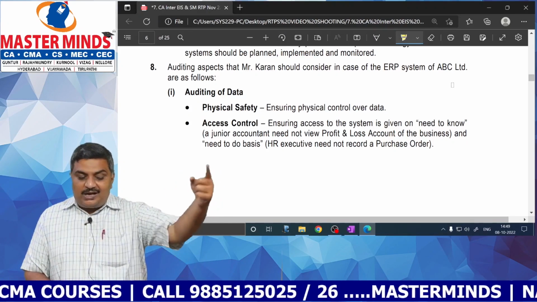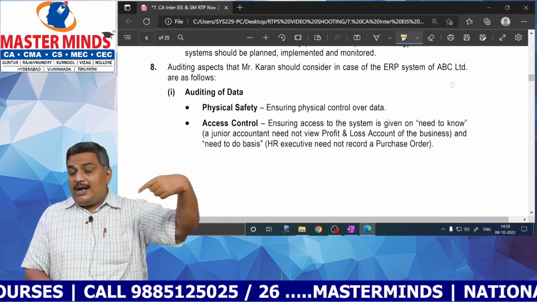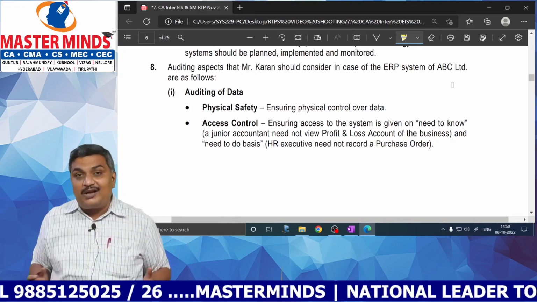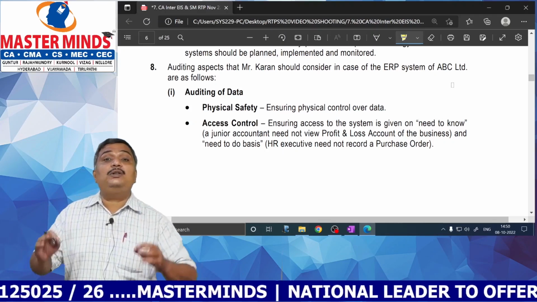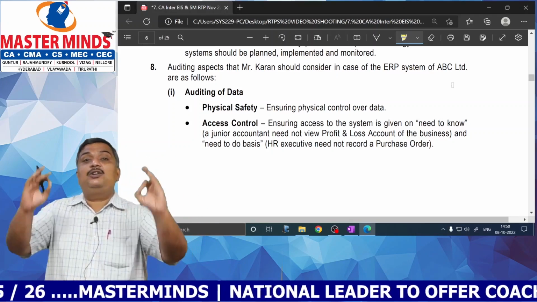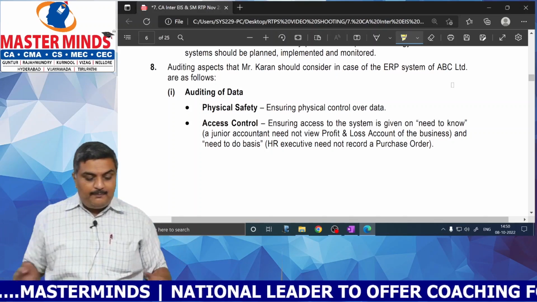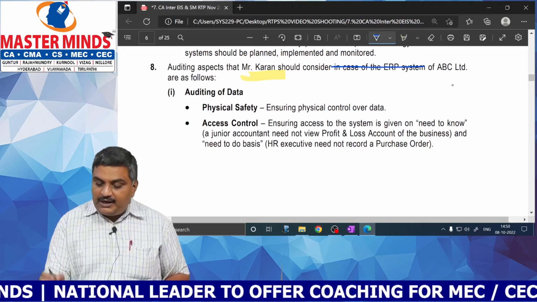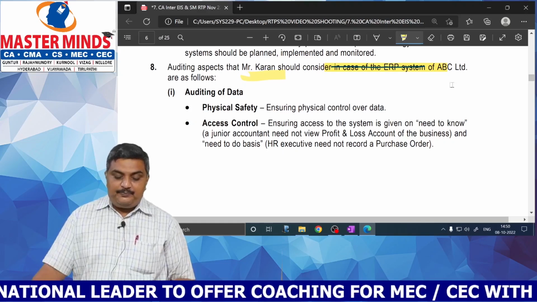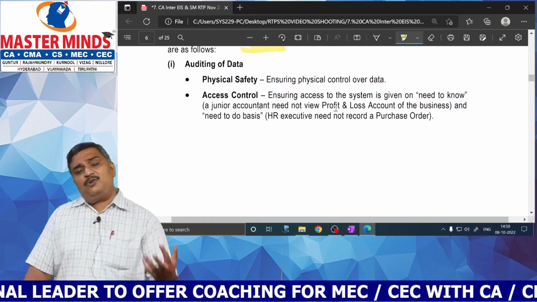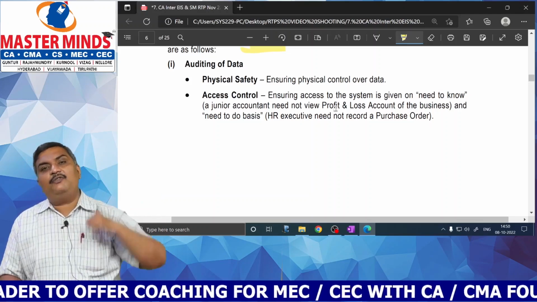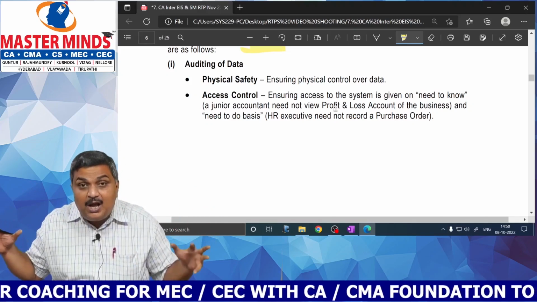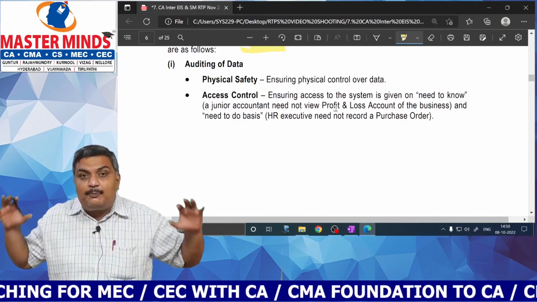So in the question, Mr. Karan has been hired to conduct the audit. Now, your answer should also start with Mr. Karan. That is the most important thing. You should know the art of connecting your answer to the context given in the question. Okay. Now, auditing aspects that Mr. Karan should consider in case of ERP systems. Okay. Now, how many types of audits are there? Audit of data and audit of processes. Now, what are the aspects that Mr. Karan has to pay attention to while auditing the data of an ERP system?